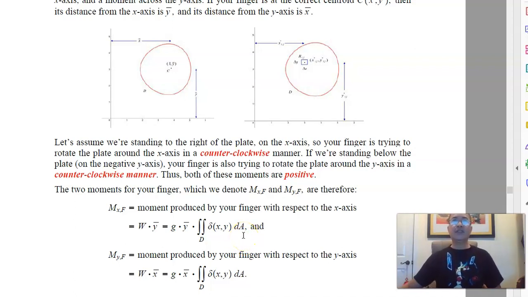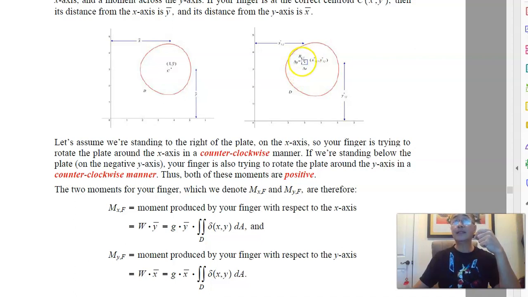Now, how do we achieve balance? The individual moments of little pieces of the plate should counterbalance these two moments. We already know that a little piece of the plate of width delta x and height delta y has a mass where you multiply the density times delta x, delta y.